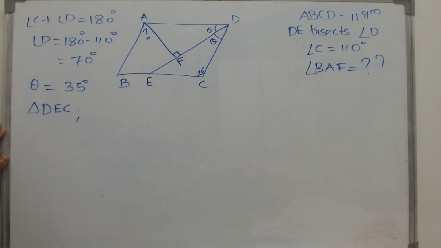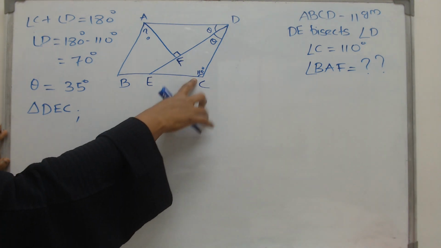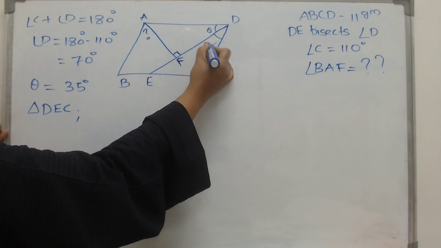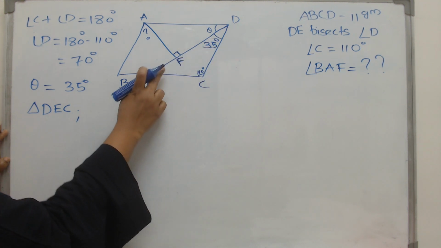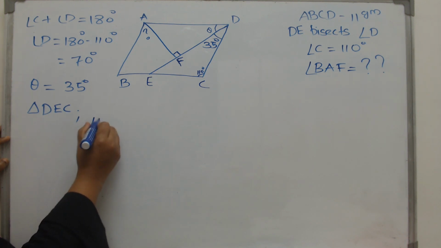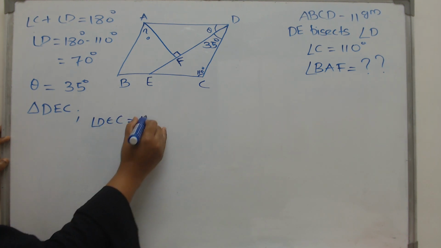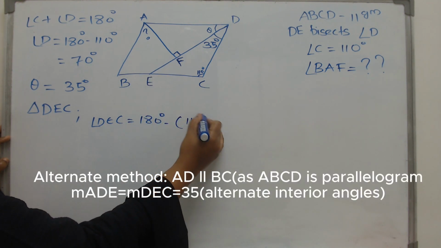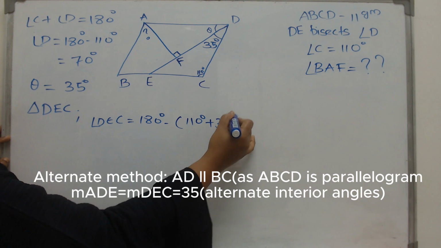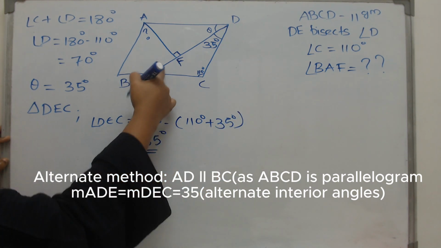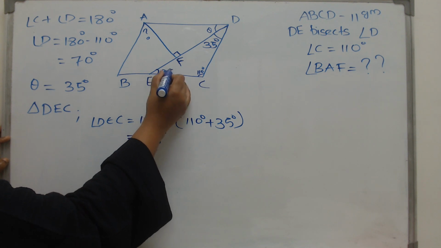Now consider the triangle DEC. How many angles do you know? We already know 110, and now we found out that theta is 35 degrees. Then what about the third angle? We know that the sum of angles of a triangle is 180 degrees, which means this angle is 180 minus 110 plus 35. So this angle here is 35.